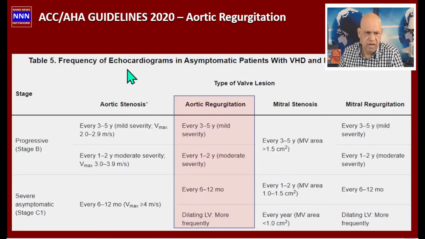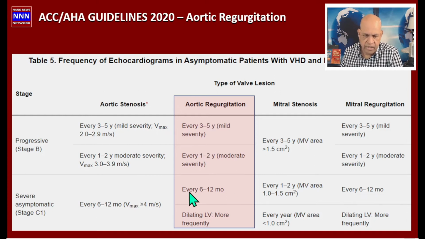How often do we need to do an echocardiogram in asymptomatic patients with valvular heart disease and normal LV systolic function? So let's look at aortic regurgitation here. I kind of highlighted this one. We need to check their echocardiogram. These are the patients who have aortic regurgitation and normal left ventricular function. This is not an acute case, so we need to do an echo every 3 to 5 years for mild aortic regurgitation. When it gets to be moderate, we need to check the echo every 1 to 2 years.